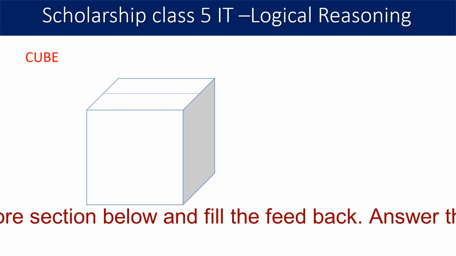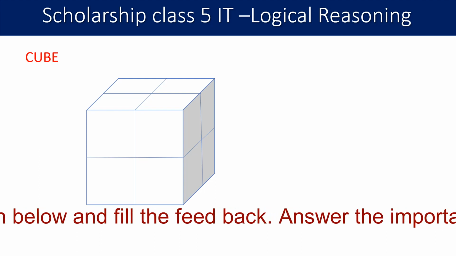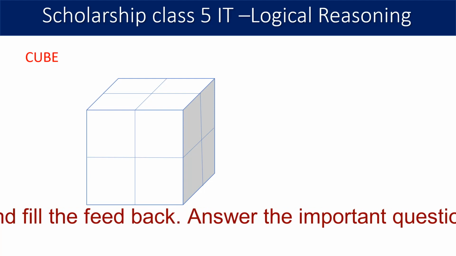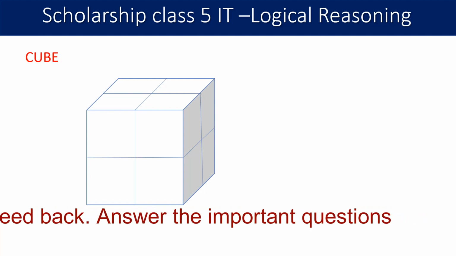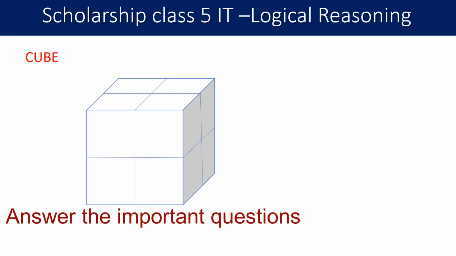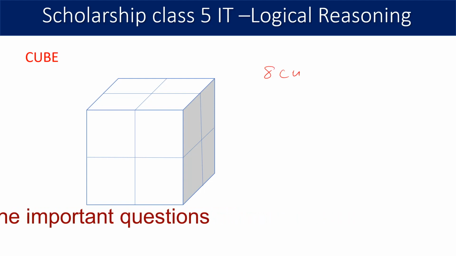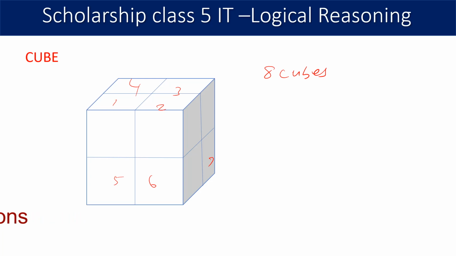Sometimes it will be a cube like this, regarding the faces of the cube, total faces, front face, back face, bottom, sideways faces. Such questions will come. So you need to have a figure of a cube in your mind. And this cube has 8 cubes together making a big cube. Like 1, 2, 3, 4 on the top line, 5, 6, 7 and 8, which is not in our visibility. 8 cubes are there.